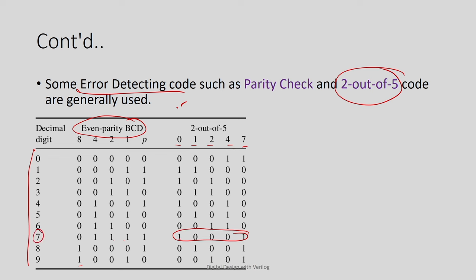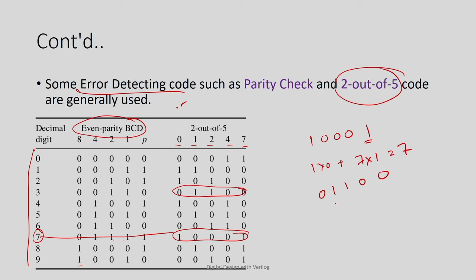Say for example, if you take 1, 0, 0, 0, 1, then it is 1 into 0 plus this one is 7 into 1, which is 7, right. So, this is 7. If you take this one, it is 0, 1, 1, 0, 0. So, this is basically 1 into 1 plus 1 into 2, which is 3. So, this is the encoding of 3. This is how I assign these values. So, this is a weighted code except the 0.